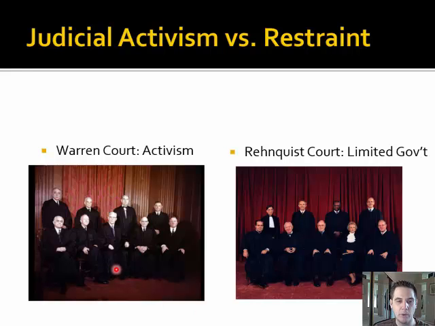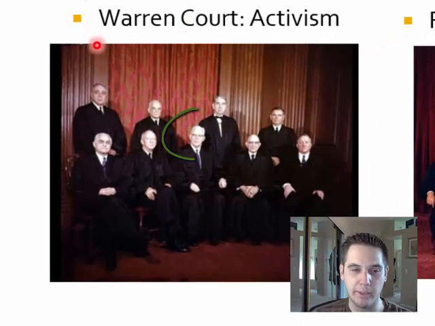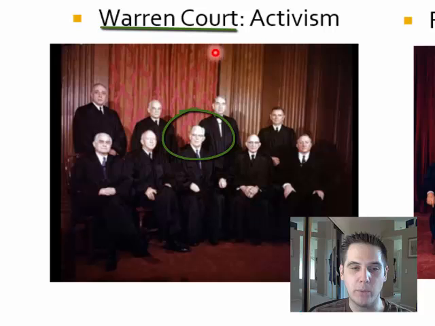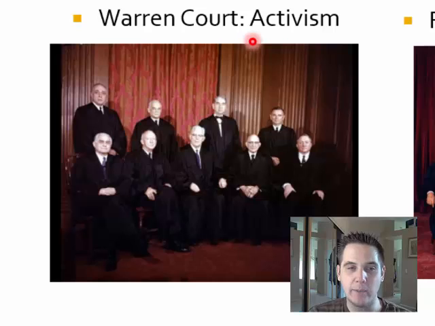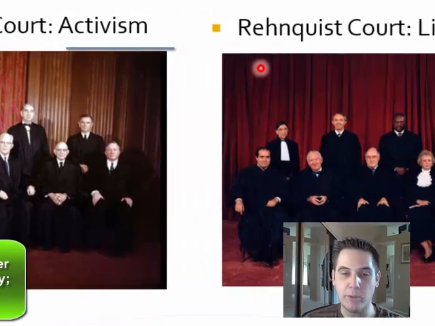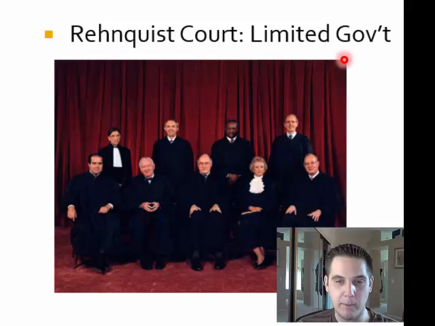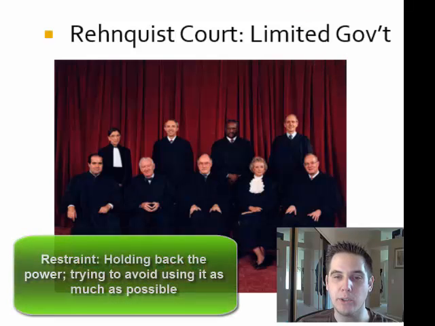For the Warren Court, that means it was led by a man whose last name was Warren. The Warren Court was known for judicial activism. Activism means active. That means they're actively using their power to overturn laws, and they did it quite frequently. That's what activism means. As opposed to the Rehnquist Court, again, the leader of the court's last name was Rehnquist. They limited government by exercising judicial restraint. That means they did not use their power very much.